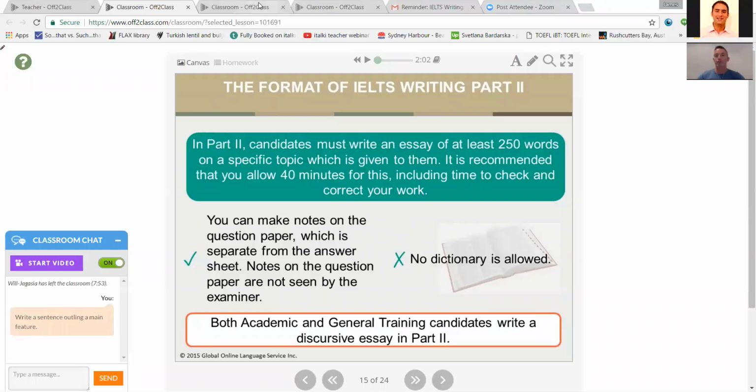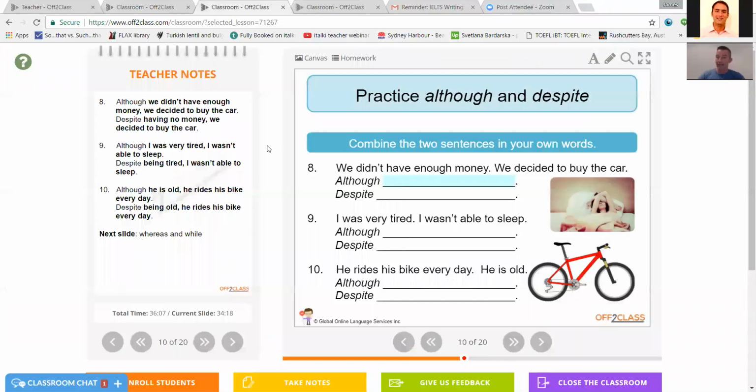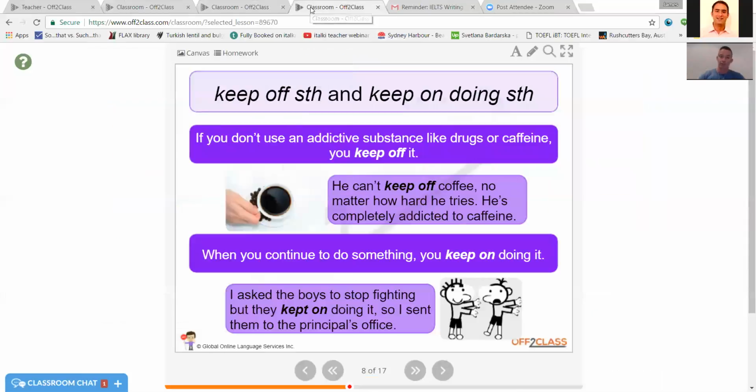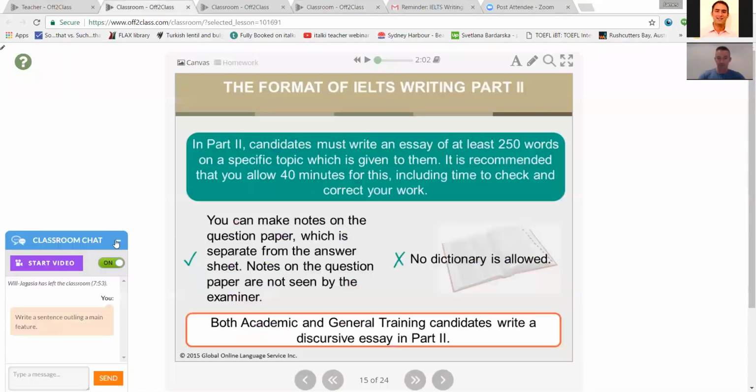I'll just show you very briefly. We've got a whole bunch of lessons, for example, on linking words and transitions. So you can ask the student to do some of those lessons with you. And phrasal verbs, or multi-word verbs, as I prefer to call them, are very effective for the writing section, task 1 as well as task 2.